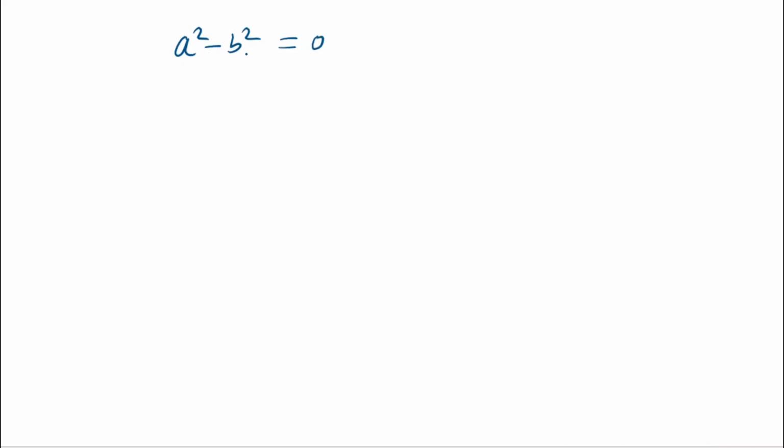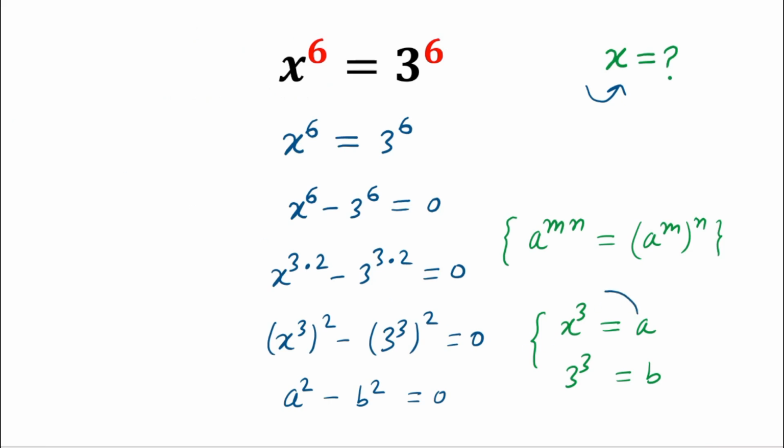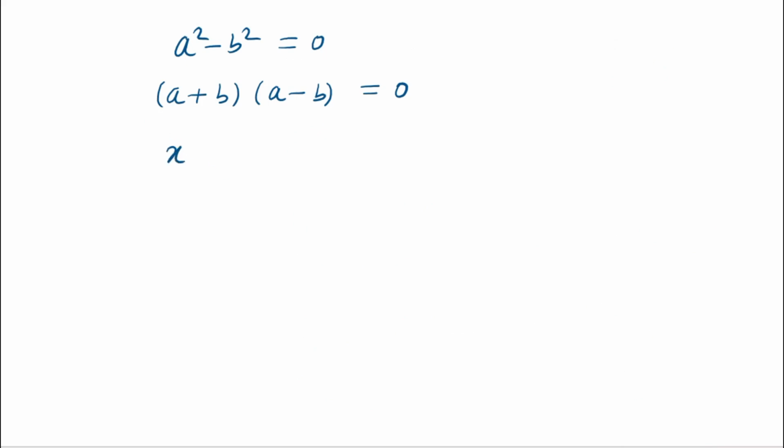On the left hand side, a^2 - b^2. We know that the factorization of a^2 - b^2 is (a + b) multiplied by (a - b), and this equals 0. Here the value of a is x^3 and the value of b is 3^3. So a is replaced by x^3 plus b replaced by 3^3, and here a is replaced by x^3 minus b replaced by 3^3, and this equals 0.